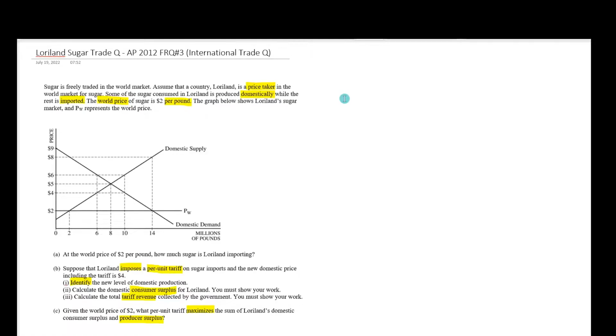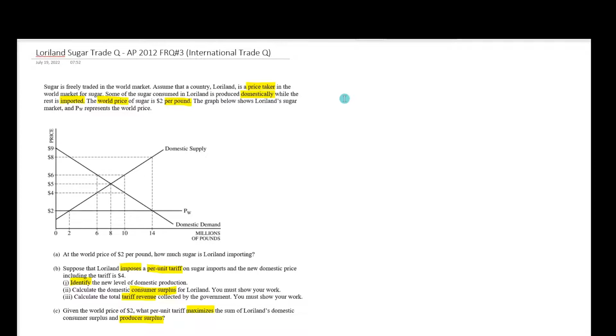Hi everybody. In today's Economics for International Students, we're going to look at a question from Micro. So this is the AP Micro FRQ number 3, free response question number 3 from 2012. It's an international trade question, and it's a pretty good summary of most of the key concepts on trade-related questions.